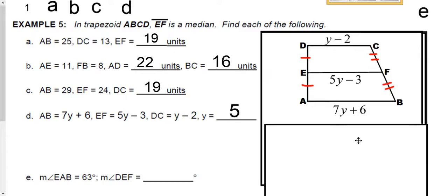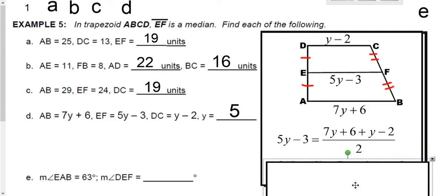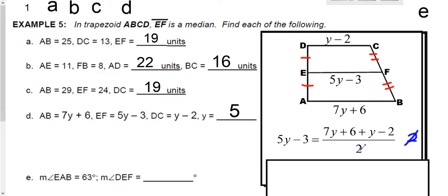So now we set up our equation using that median formula. The median is that middle, 5y minus 3 is going to equal the two bases added up divided by 2, so it looks like that. So there's the median, there's base 1 right here, plus base 2 up there, divided by 2. So our first step is to multiply both sides by 2. Of course, when you multiply this side times 2, it's just going to cancel out that bottom. And then we'll put a 2 times all of this on this side.